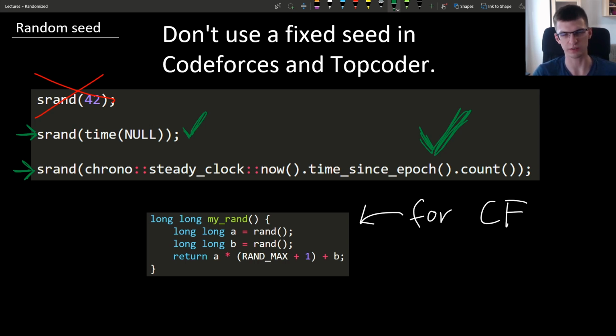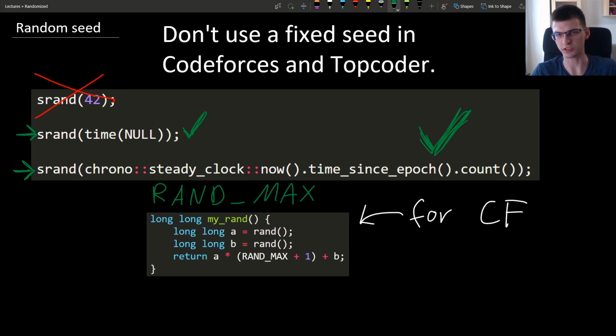And remember, for Codeforces, that rand returns only numbers up to 30,000 in C++, because Codeforces uses a different architecture. I think it's 32 bits, and because of that it's smaller. You can always use on your machine RAND_MAX in C++. You can print that to see what it is in your system. It should be around a billion or 2 billion, not only 30,000.